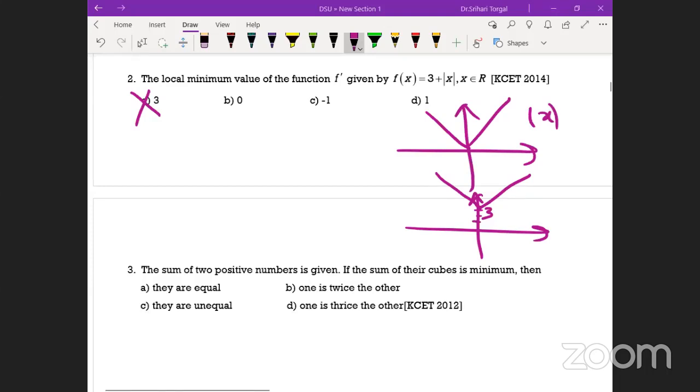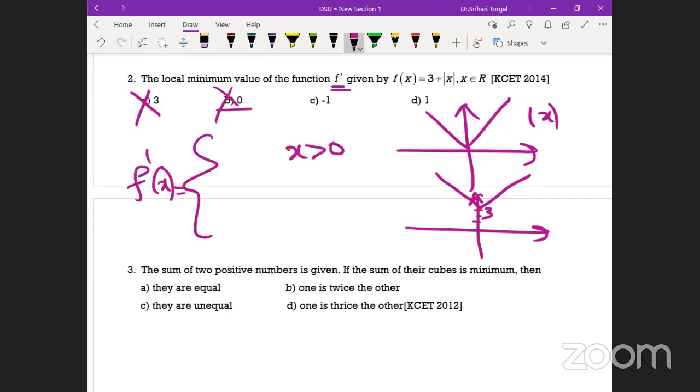Right. So 3 is not the answer. Then option B is also not the answer. They have asked you to find out f dash x. Concentrate here. F dash. Local minimum value of f dash. See here, when x is greater than 0, mod x will be x. When x is less than 0, mod x will be minus x. When x is equal to 0, the answer is 3 plus 0. This is f of x actually, what I have written.